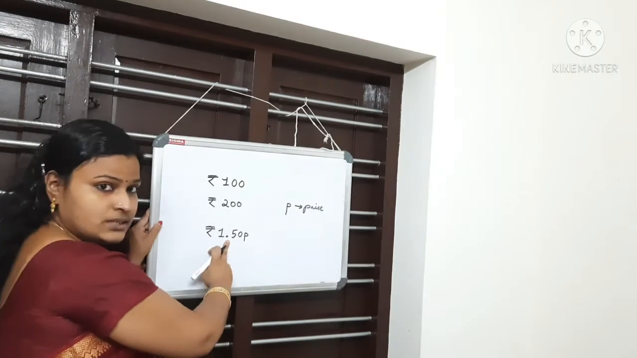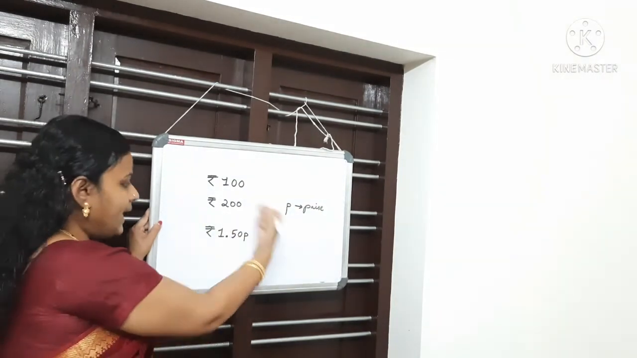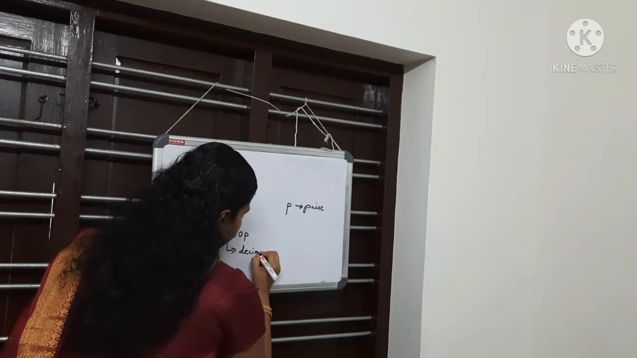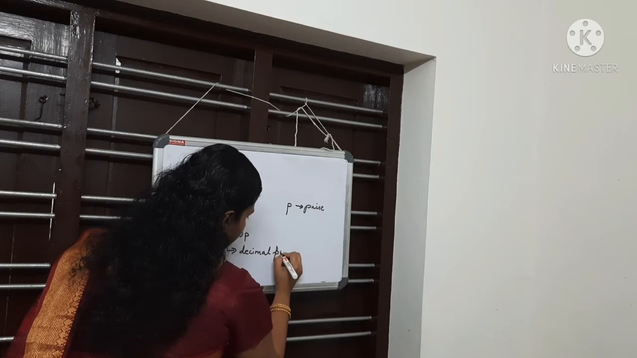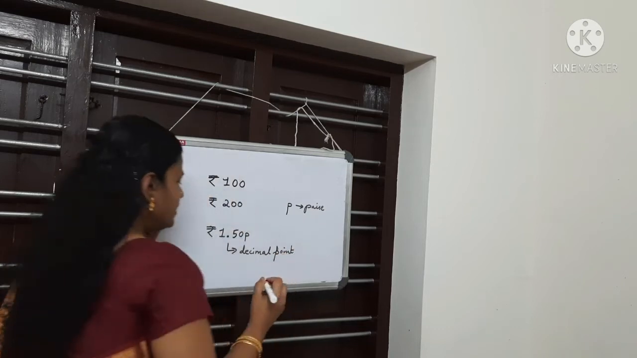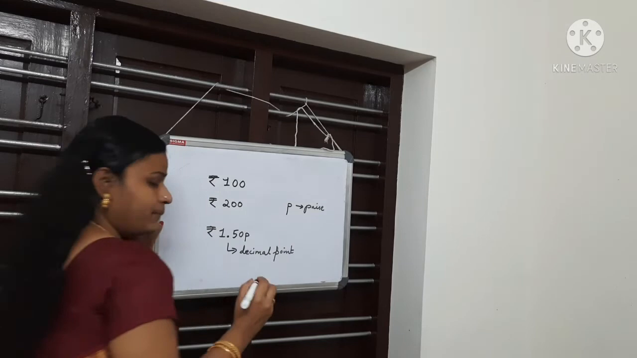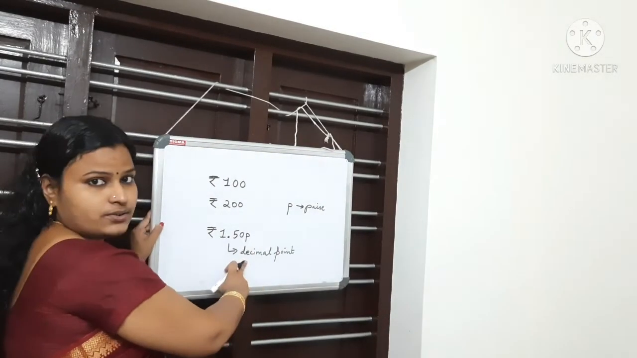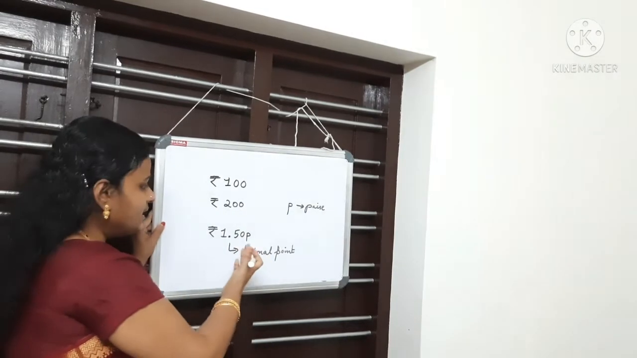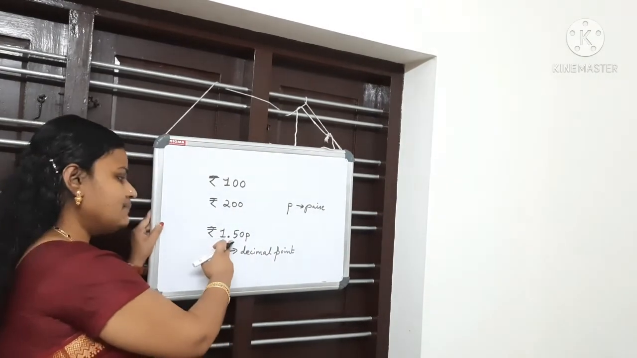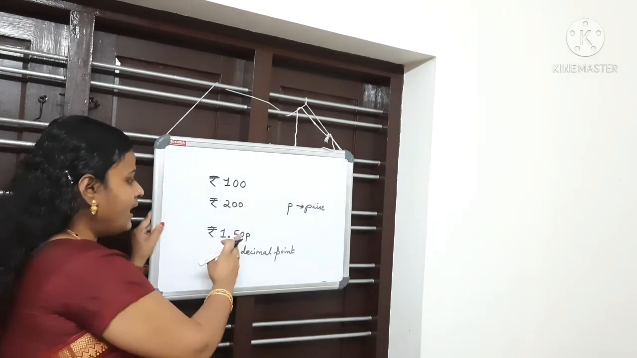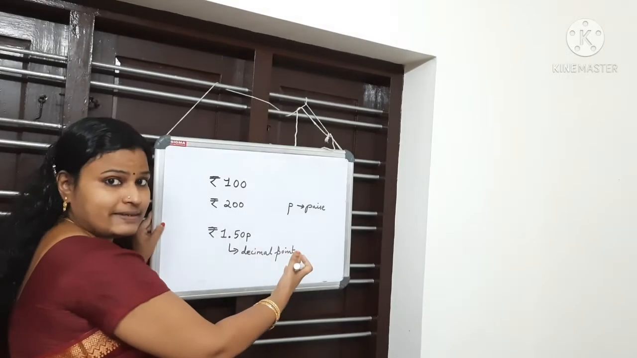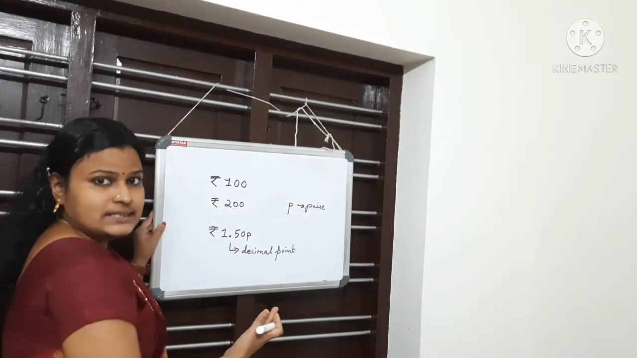The dot used to separate rupees and paise is called the decimal point, okay? The number or numbers that come to the left of the decimal point represent rupees and the numbers that come to the right of the decimal point represent paise.